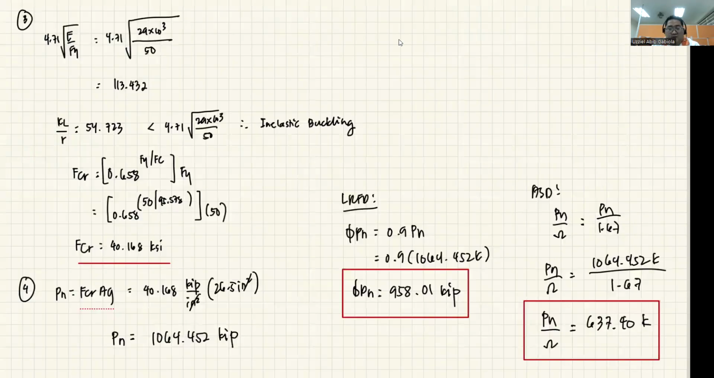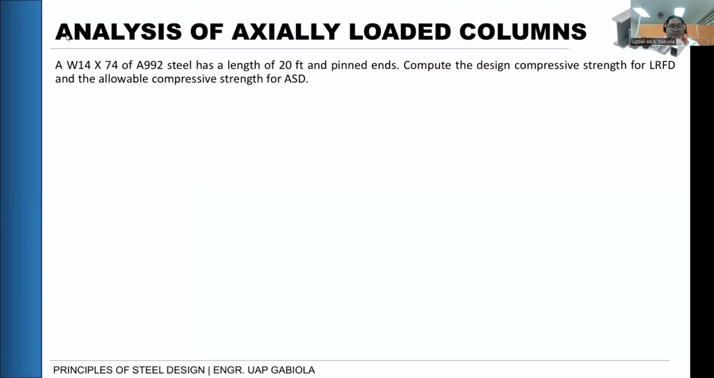So I think we can do another example just to have further understanding dun sa topic natin. So let's have this example. W14x74, A992 steel has a length of 20 feet and pin ends. Compute the design compressive strength for LRFD, the allowable compressive strength for ASD. Okay?